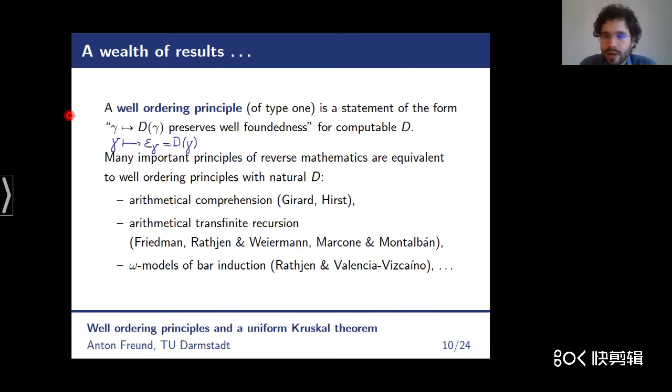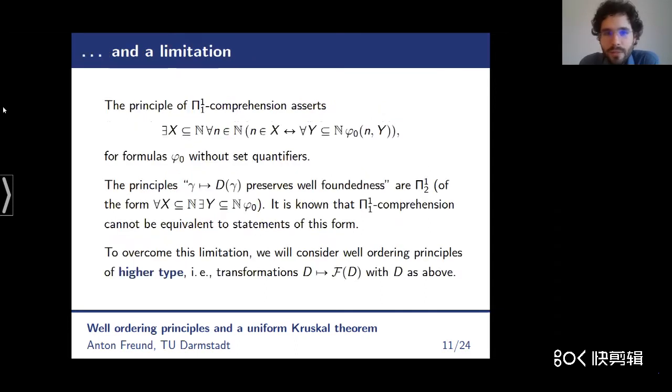And then arithmetical transfinite recursion, so ATR0, is also equivalent to a well-ordering principle. And then the existence of omega models of certain set existence principles, such as, for example, bar induction. These statements about the existence of omega models are also equivalent to well-ordering principles. And then you can also find versions of Kruskal's theorem or similar combinatorial statements that are also equivalent to these well-ordering principles. So there are a lot of interesting results here, but there's also a principal limitation.